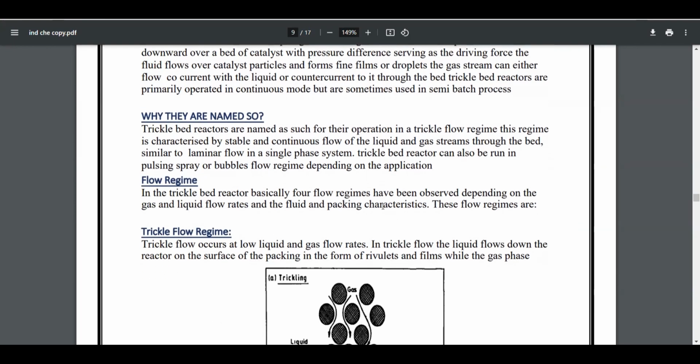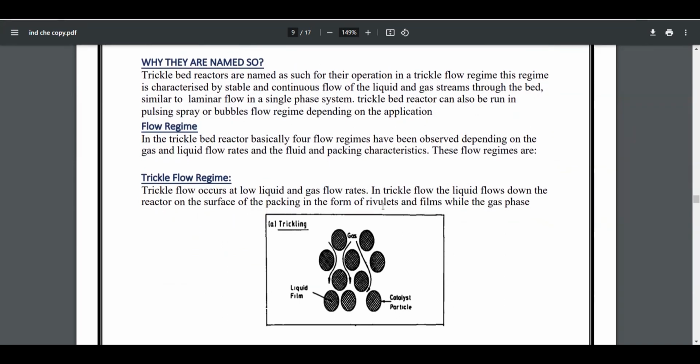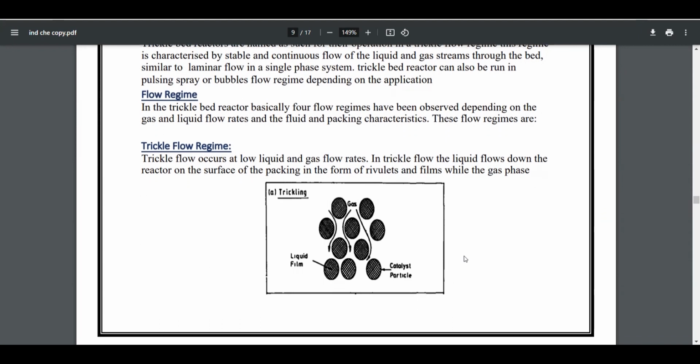This regime is characterized by stable and continuous flow of the liquid and gas streams to the bed. Similarly, the laminar flow is a single phase system. Trickle bed reactor can also be run in pulsing, spray or bubble flow regimes depending on the application. So basically we can say that in trickle bed reactors, depending on the liquid and the gas flow rates, there are four flow regimes that are followed. Most important and the most followed flow regime is the trickle flow regime.